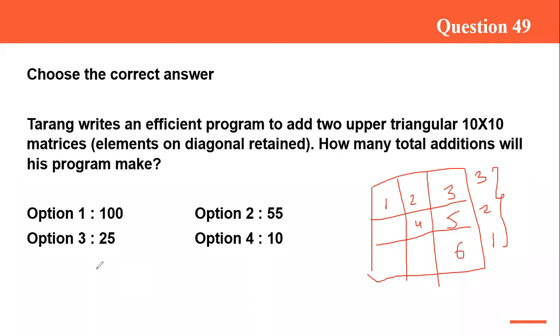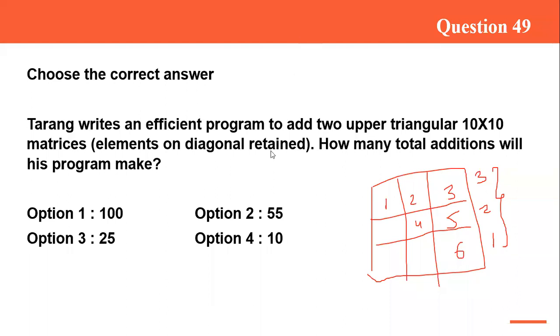Did anyone else understand or not? For 3 by 3, the first line has 3 additions, the second line 2 additions, the last one 1 addition. So 3 plus 2 plus 1 additions. For 10 by 10, it will be 10, 9, 8, 7, 6, 5, 4, 3, 2, 1 additions. Sum of 10 natural numbers. Okay, cool, super. Going for the next one.